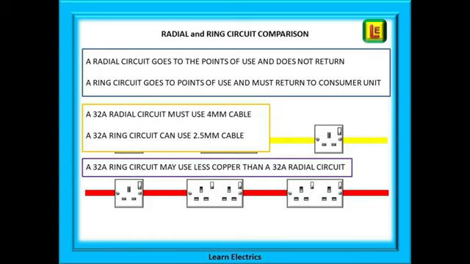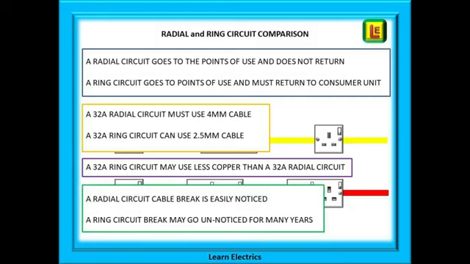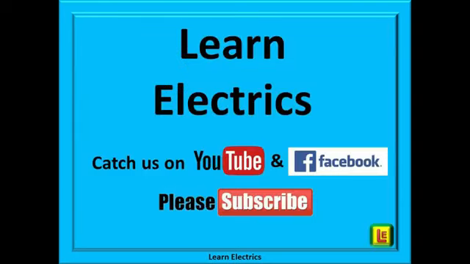Because we can use a thinner cable for a ring circuit, the ring circuit may use less copper than a radial circuit. And finally, a radial circuit with a break in the cable is easily noticed, but a ring circuit break may go unnoticed for many years. Well, there we are. The differences between ring and radial circuits in what was, we hope, easy to follow steps.